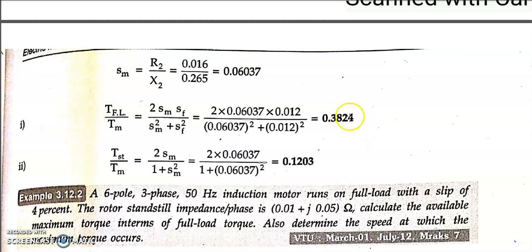Again, remember there is no SI unit here because Newton meter over Newton meter gets cancelled, so it is just a ratio. A ratio has no SI unit, so by mistake also you don't write an SI unit.